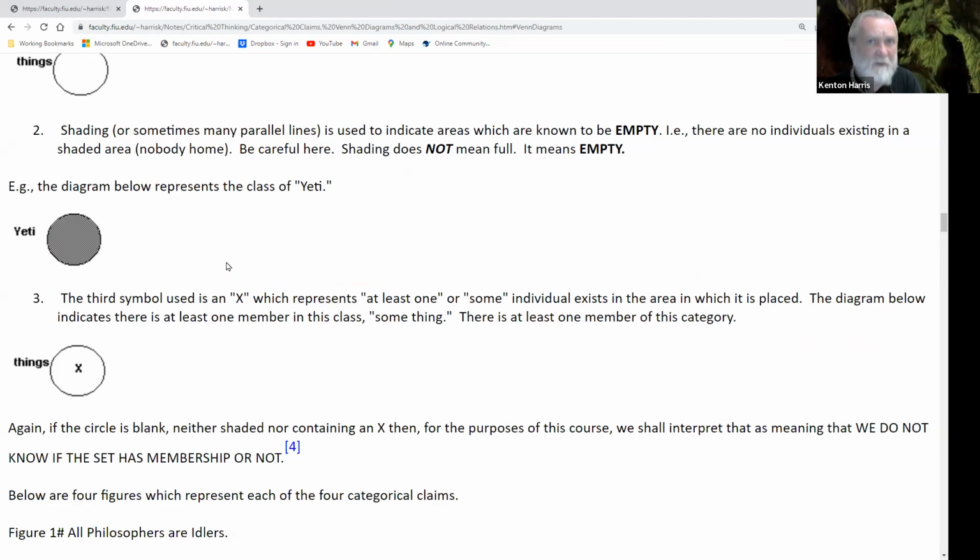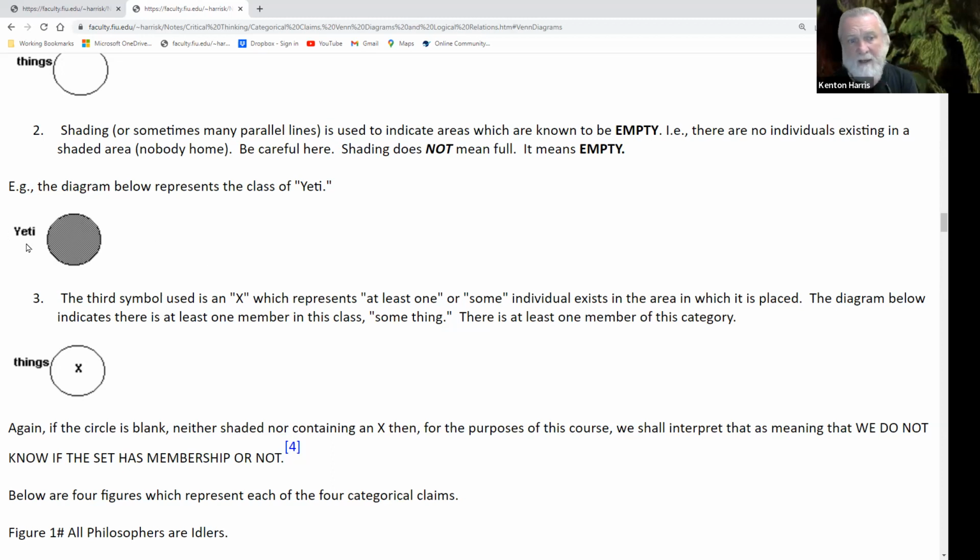Now, the second convention in Venn diagrams is shading. Here you have to be careful. Shading does not mean full. There are other diagramming motifs where shading might mean full. That's not what they mean in Venn diagrams. They mean exactly the opposite. Shading means empty. So when you see a shaded circle, what that's telling you is there are no members of this class, or at least within this area, okay?